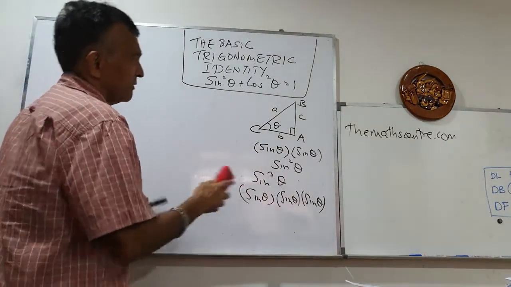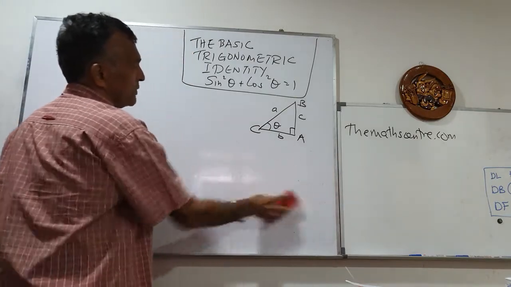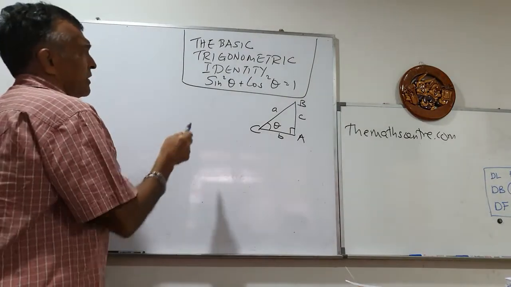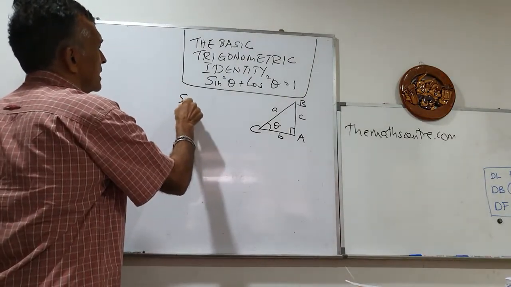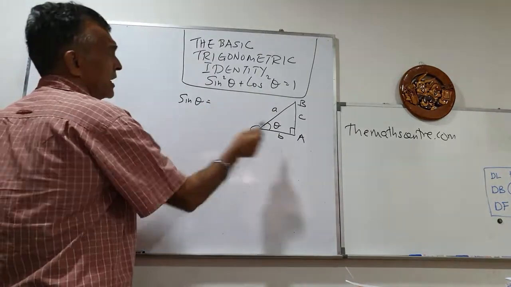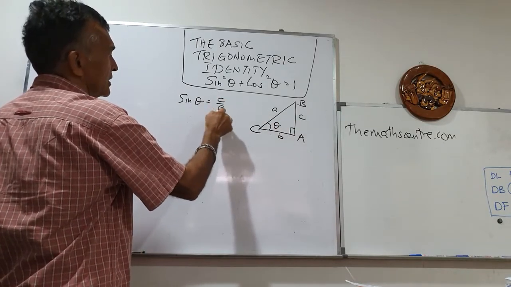We know that already now. So let's start with some simple things. The only idea we are going to use is Pythagoras theorem. So before that, what is sine theta here? Let's write it down. Sine theta here is C over A.